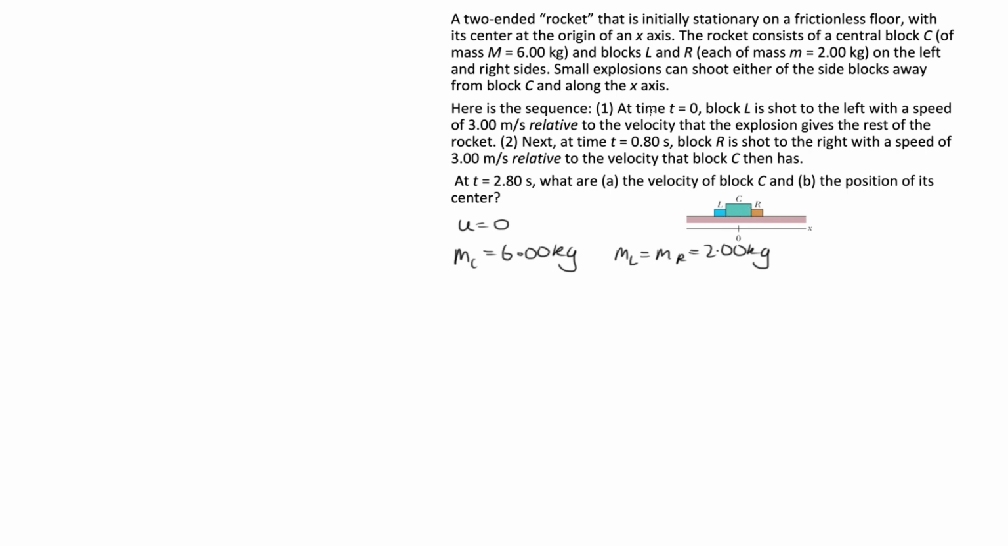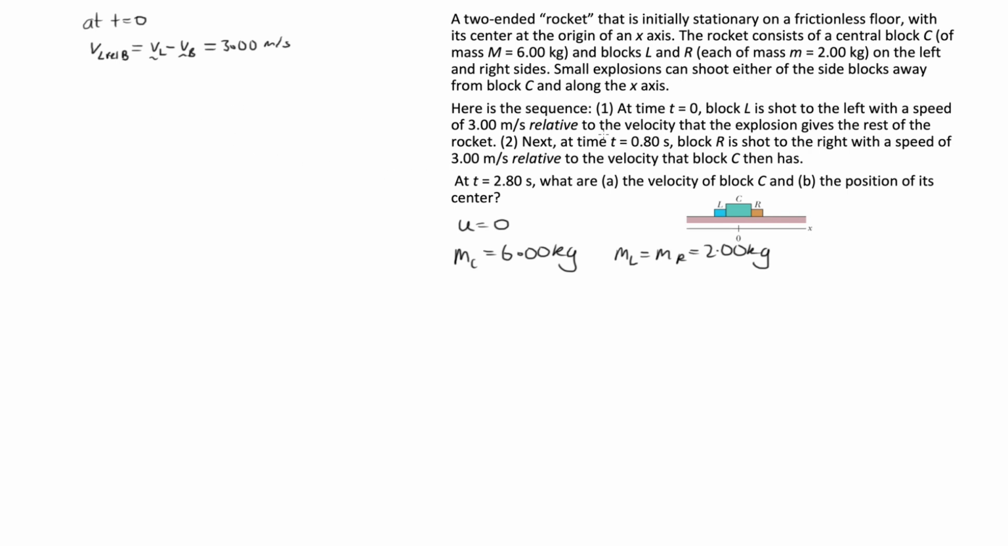So here is the sequence. At time t equals 0, block L is shot to the left with a speed of 3 meters per second relative to the velocity that the explosion gives the rest of the block. Okay, so at t equals 0, we have that the velocity of L relative to the rest, so let's call the rest B for block, is equal to the velocity of L minus the velocity of the block, remembering our relative velocity formula, is equal to 3.00 meters per second.